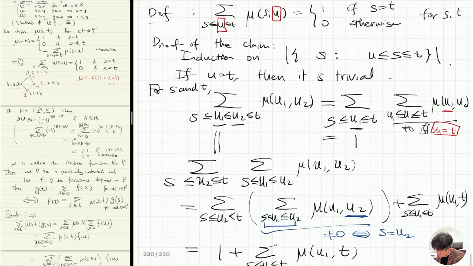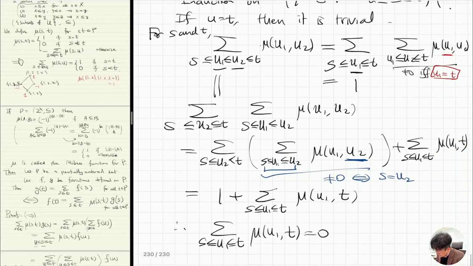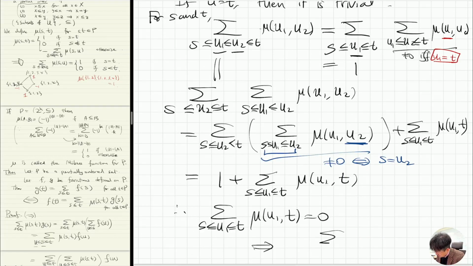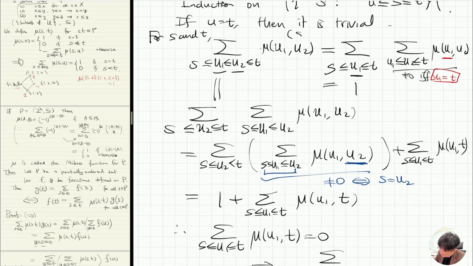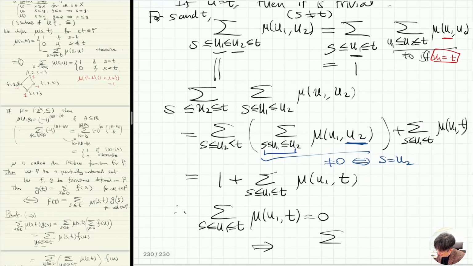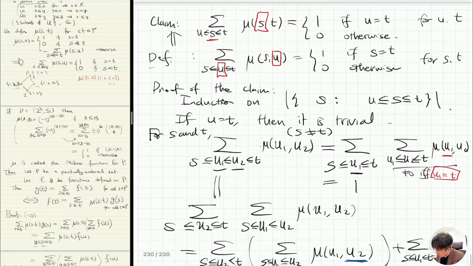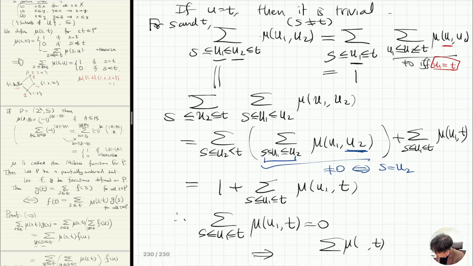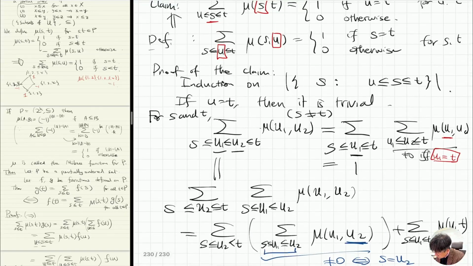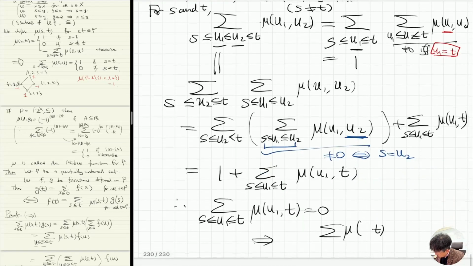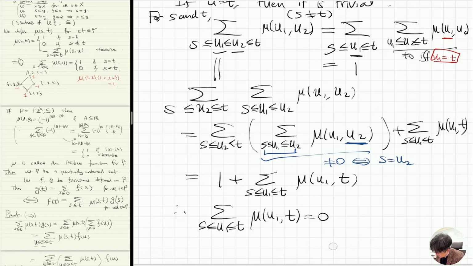Right? We have assumed that actually S and T are different. So this means mu of U1 T. And so what was the statement? Mu of S and T. Yeah, the variables are rotating. Yeah, I mean that's it, right? Yeah, that's what we want. All right.